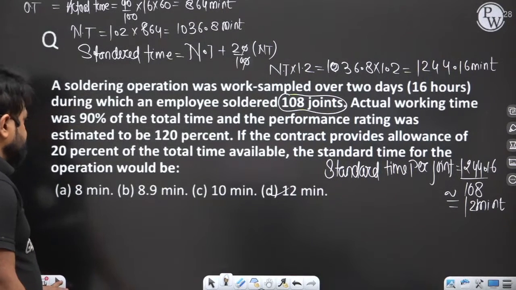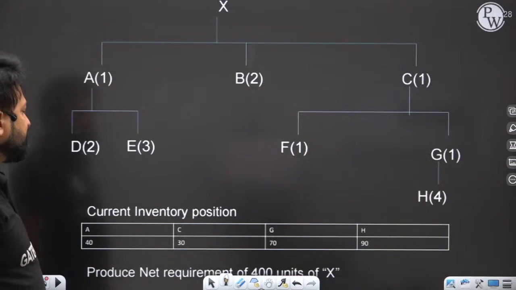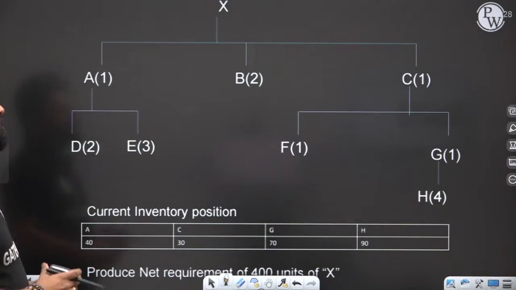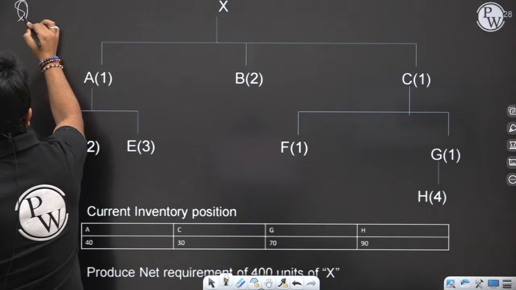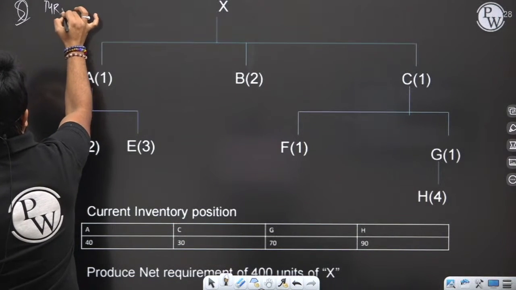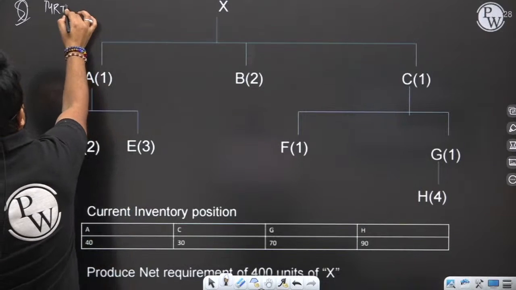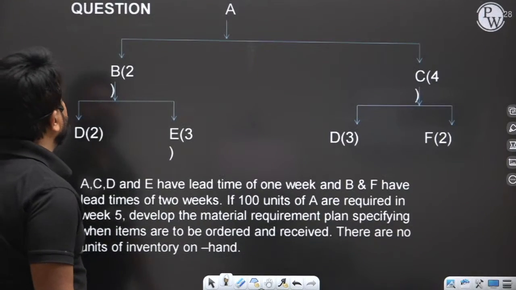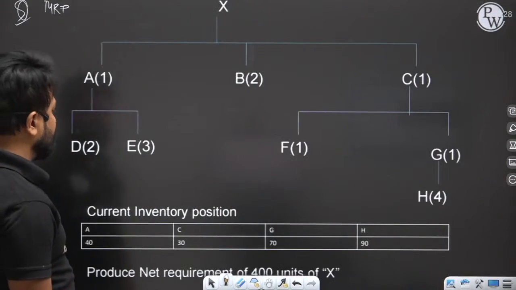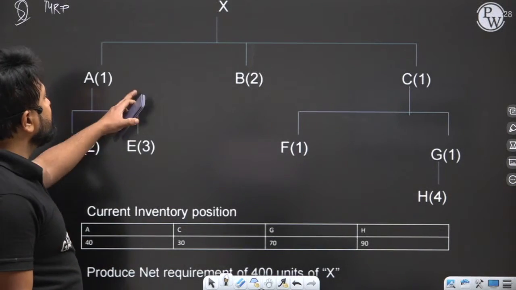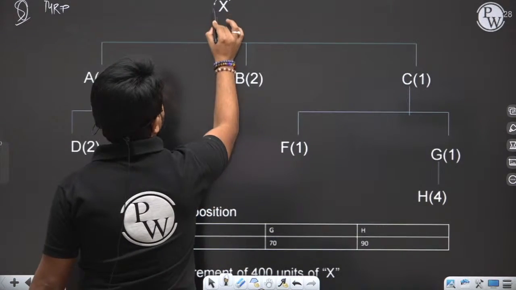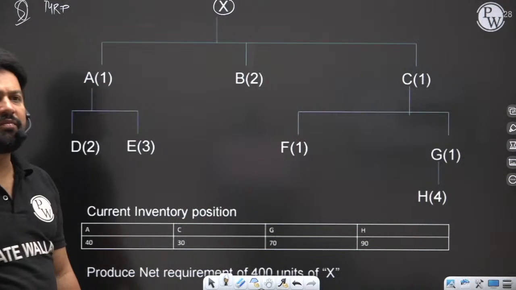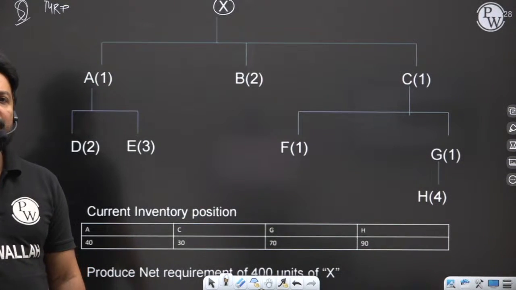Okay. Next. Now this question is basically from your MRP, material requirement planning. So this is a chart. You are producing an X component.